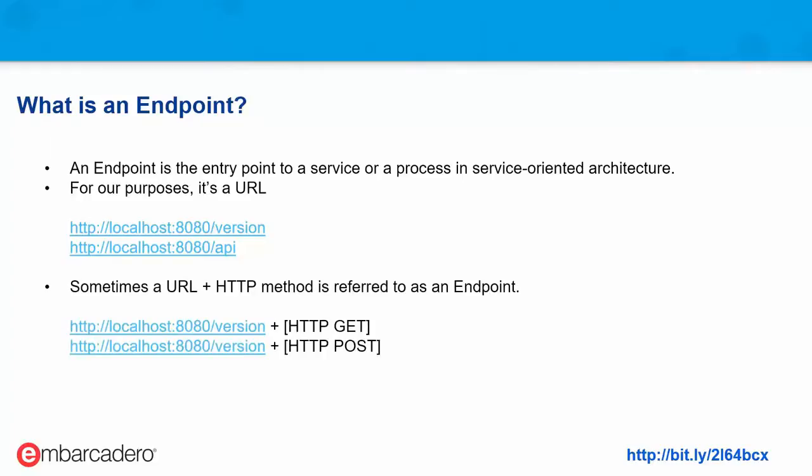Sometimes a URL plus a HTTP method is referred to as an endpoint. So if you consider the version endpoint that we looked at a moment ago with the get method added to it, the HTTP get method corresponds to the read operation in a CRUD setup. So effectively, the endpoint URL plus get could be considered an endpoint of its own in that it provides a service to read data. And then the post method to create new records could also be considered a separate endpoint. This terminology is actually less frequently used, but you may come across it. I prefer to think of an endpoint as the URL and the methods as operations on that service.